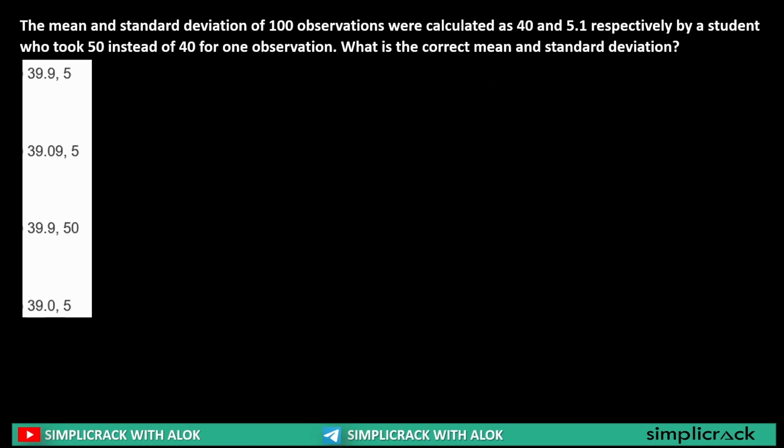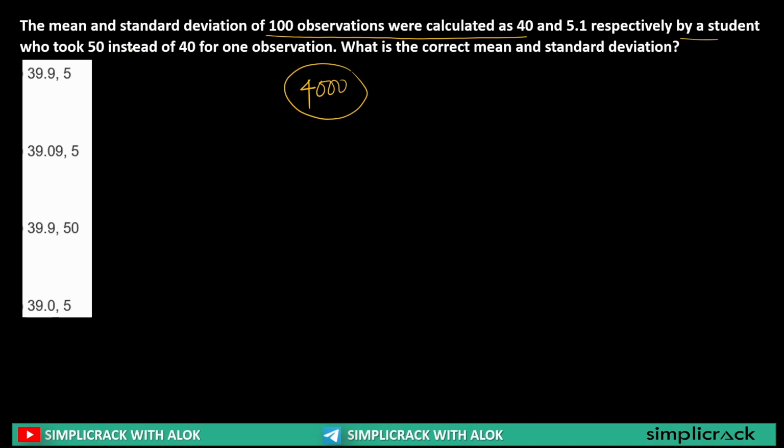The mean and standard deviation of 100 observations were calculated. This is an easy task. You do not need to solve the whole thing. Why? Let me tell you. What it is saying: the mean of 100 observations was calculated as 40. So the total of the observations was 4000, right? Yes, sir.